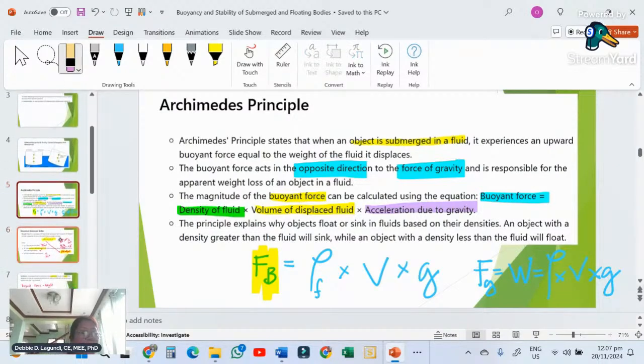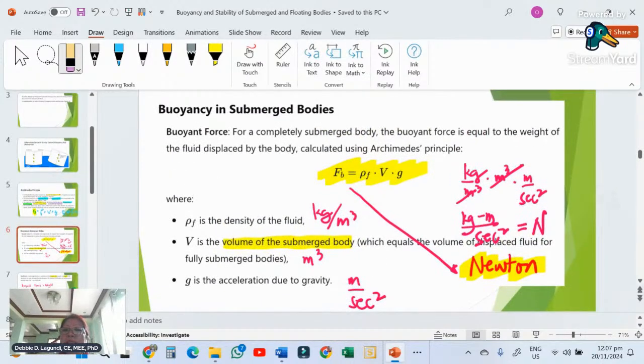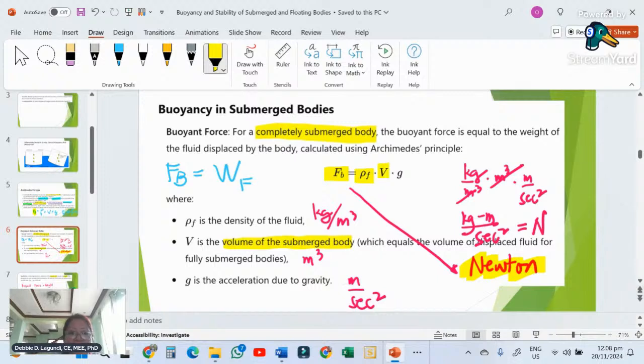Now moving forward, buoyancy in submerged bodies. Let me just read it for you, or you can read it with me. Buoyant force: for a completely submerged body, the buoyant force is equal to the weight of the fluid displaced by the body. So for fully submerged, the buoyant force is equal to the weight of the fluid. And the formula is buoyant force is equal to the density of the fluid, the volume, and the acceleration due to gravity.